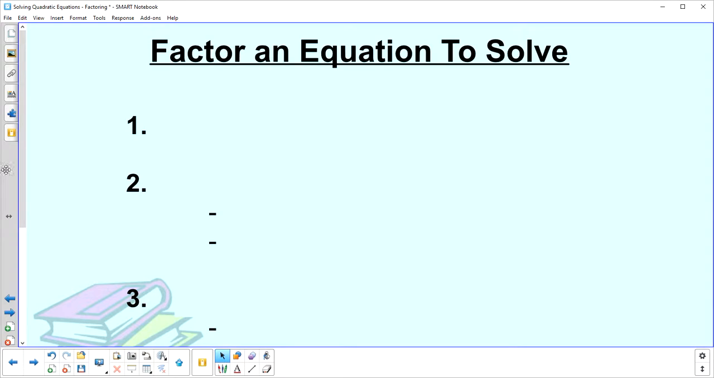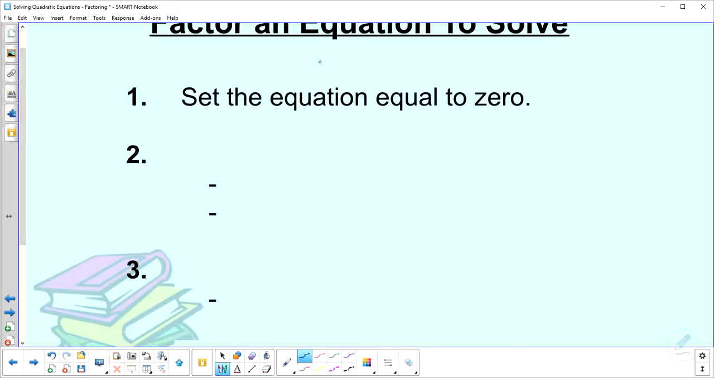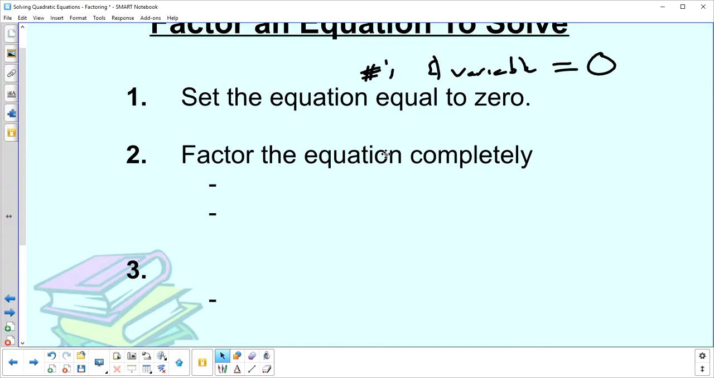So first piece, some directions on how we factor an equation. We start by making sure that everything is set equal to 0, which means we have all our numbers and variables on one side of the equal sign. So here we have them to the left, and then 0 to the right side. That is how we separate it and set it equal to 0. Next, we're going to factor the equation completely.